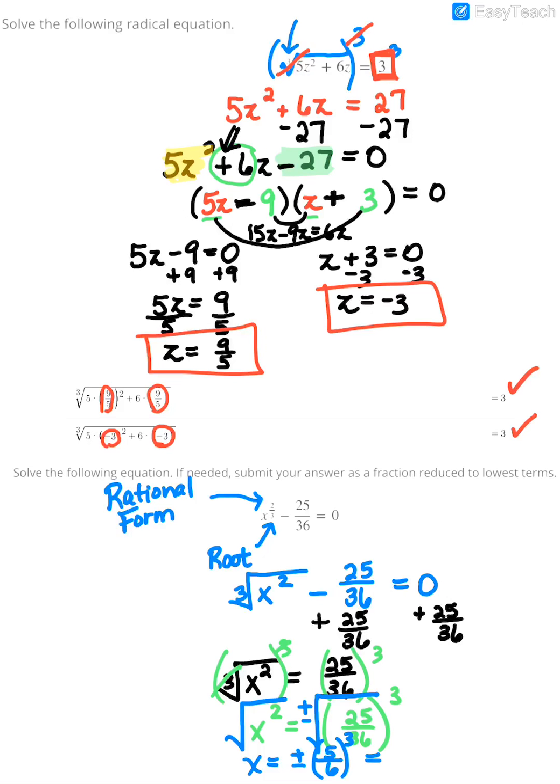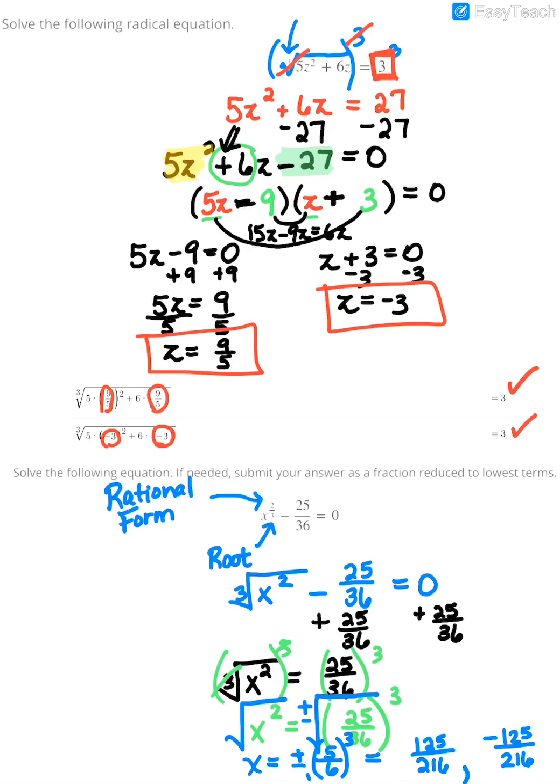And so when I cube positive 5 over 6, I'm going to get one possible answer of 125 divided by 216. And then when I cube the negative 5 over 6, I'll get negative 125 divided by 216.